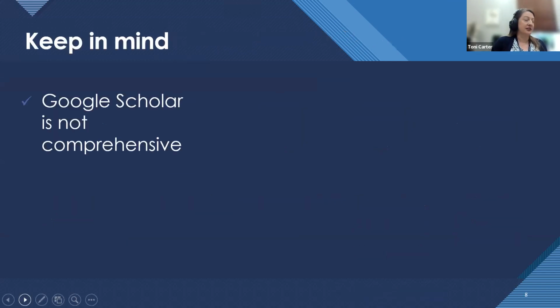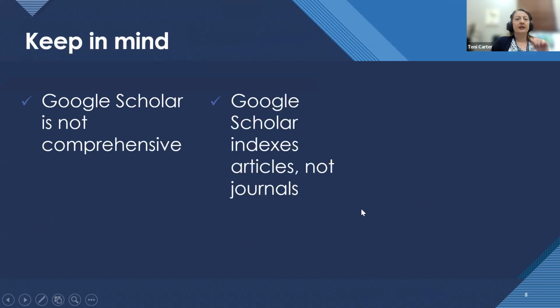Keep in mind that, again, I've already said this, but it's not comprehensive. Here's an important one. Google Scholar indexes articles, not journals. So if you find an article in Google Scholar from the Journal of Abnormal Psychology, for instance, that doesn't mean you're going to find all the articles from that journal. When its crawlers go out, I don't know the technical words, but when it goes out to look for things, it's not pulling in journals, it's pulling in specific article-level metadata. So keep that in mind as well, that you may not be able to find every issue of the same journal if you happen to find one article out of that journal.